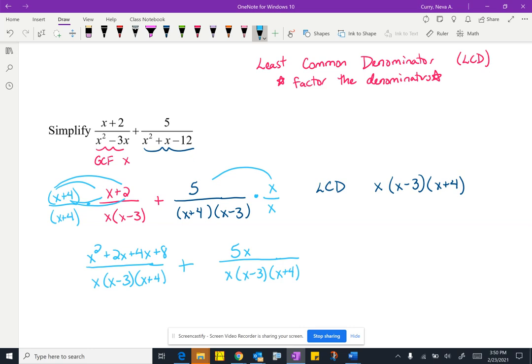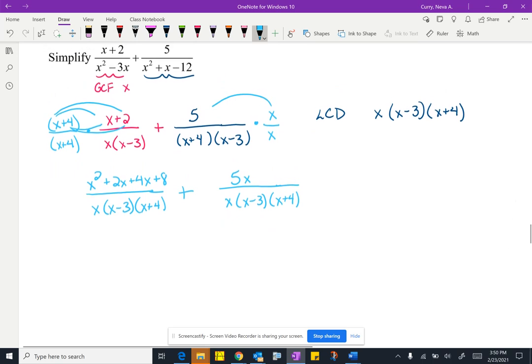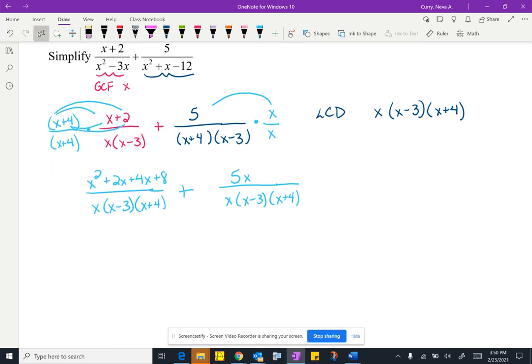So anytime you're trying to figure out what the LCD is, you look at what all the factors in the denominators are. And then as you adjust the fraction to get the least common denominator, you want to think about what factor is missing. Okay, so now we just need to clean up a couple things. We know that our least common denominator is x times (x minus 3) times (x plus 4). Since they're the same, that's what we're going to have. And now I just add the numerators.